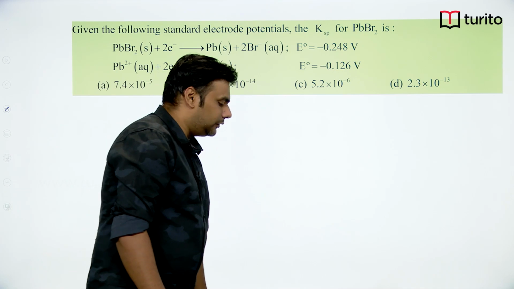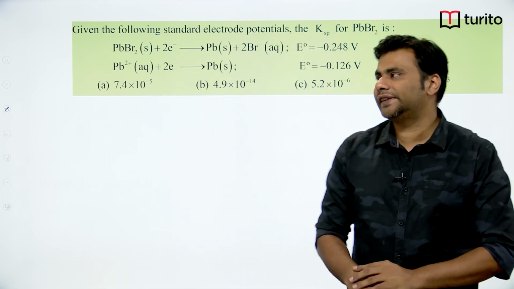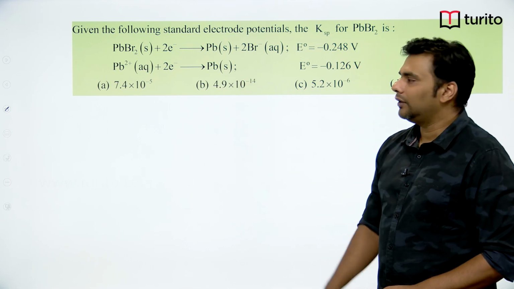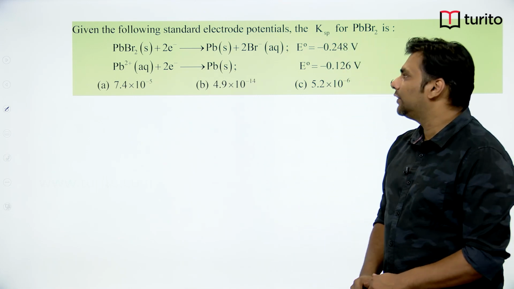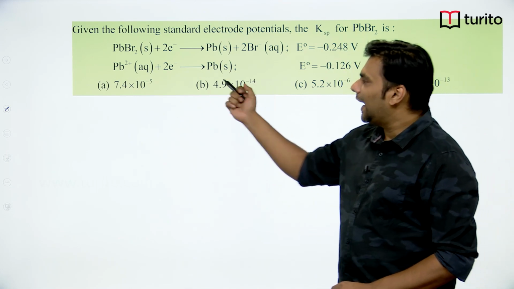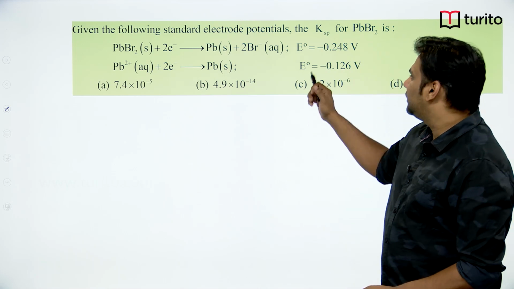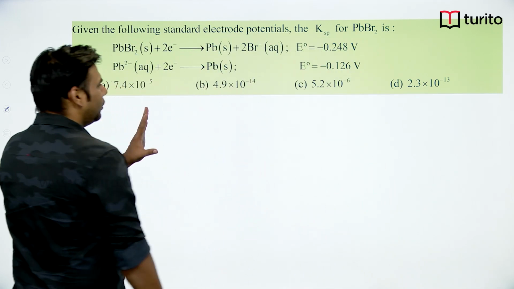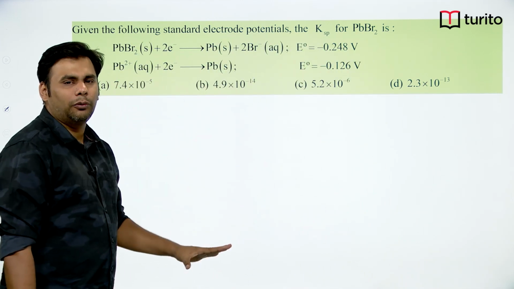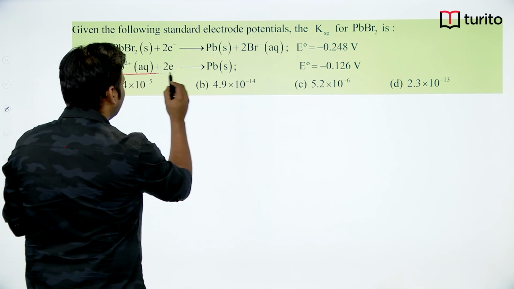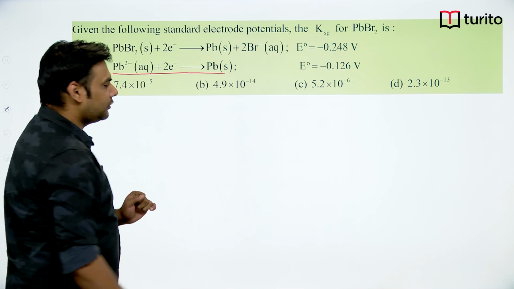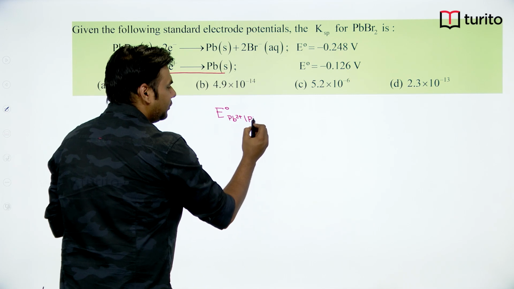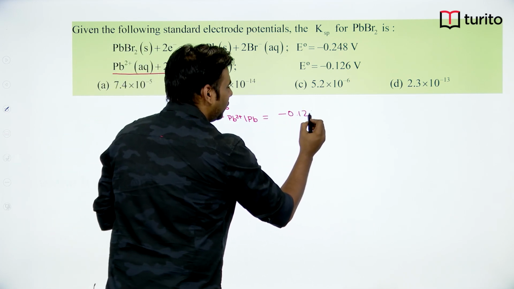Let us look at the second question. This says that we have been given two reduction potential data. One is that of PbBr2 taking up 2 electrons changing into Pb plus 2 Br negative, and the second is that of lead. Its E naught is also given to you. Again, there are two ways of approaching it. We can directly use the formula also. This is Pb2 plus and Pb, so the reduction potential data of Pb2 plus changing into Pb is given to you. This is minus 0.126 volt.